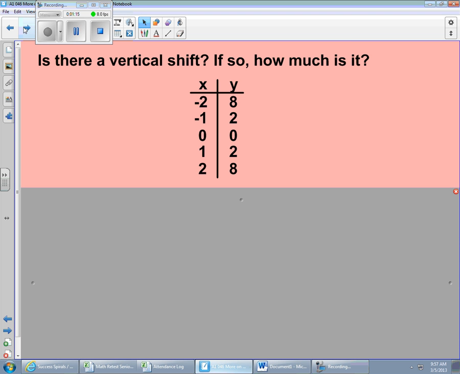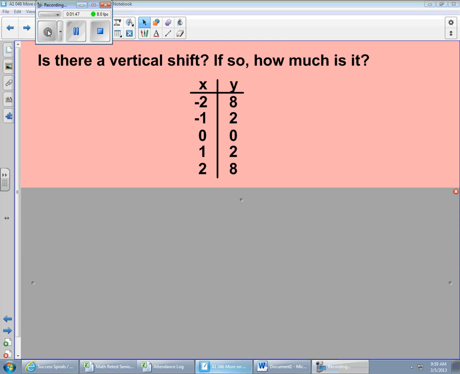Okay, so back to yesterday, same skills that we were working on yesterday, same questions as yesterday, just going to have slightly different answers this go round. So have a look at these points. As far as a parabola goes, is there a vertical shift to this parabola? There is no vertical shift. Why is there no vertical shift? How can you tell that?